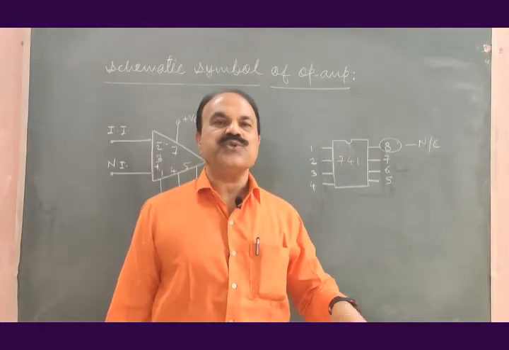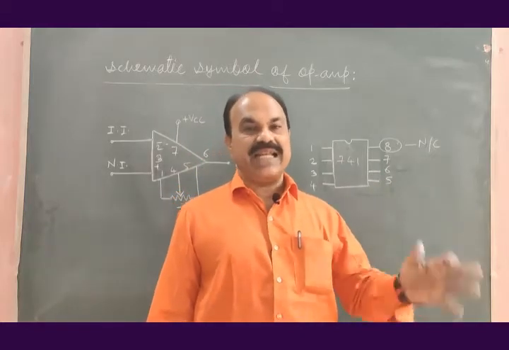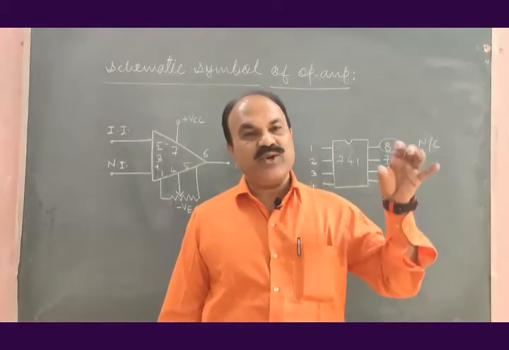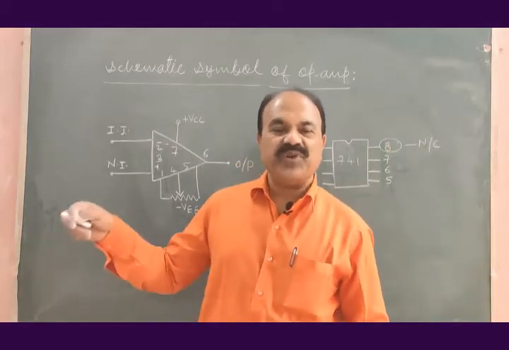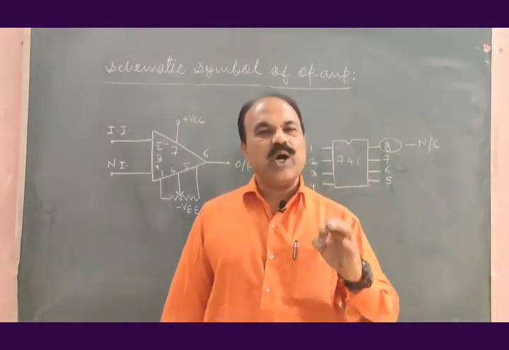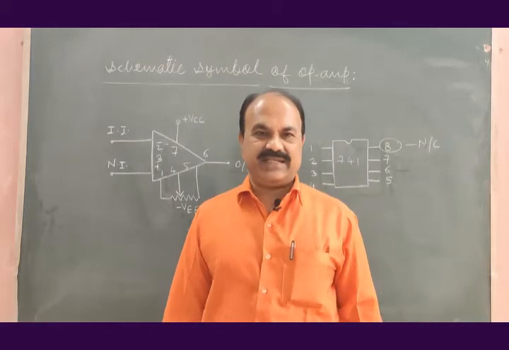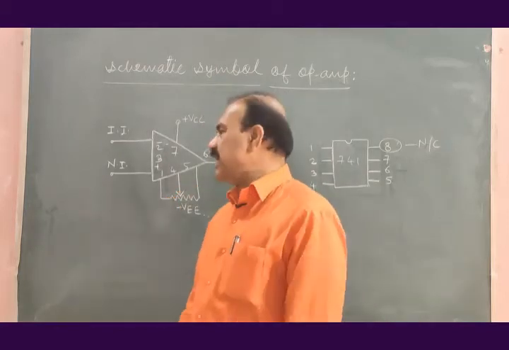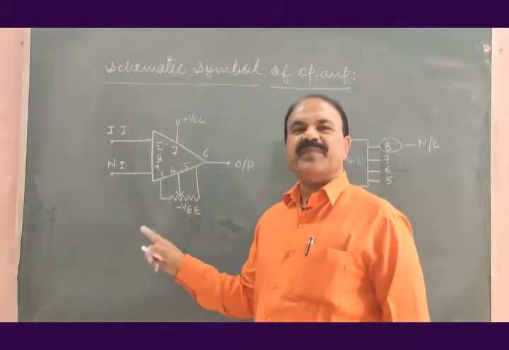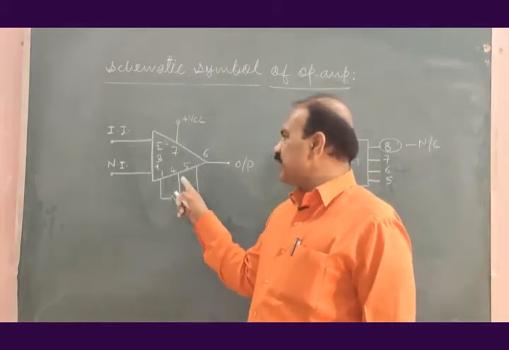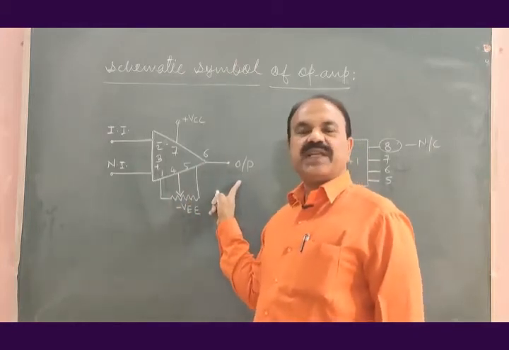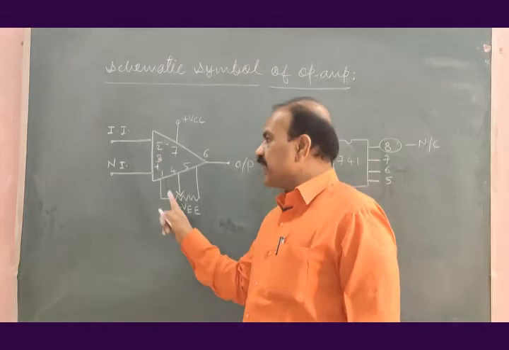The method used to make the output voltage null, to make the output voltage 0 when input is 0, is known as offset null adjustment. For that offset null adjustment, these 3 pins are used. Pin number 6 is used to take the output with respect to ground.